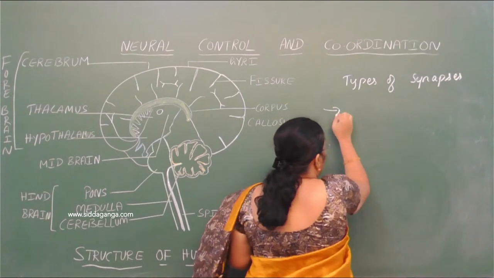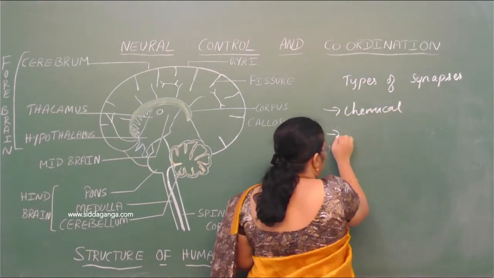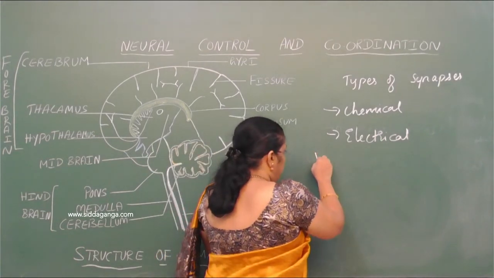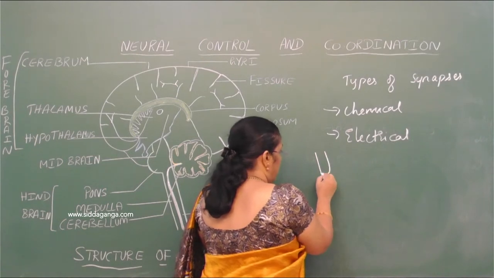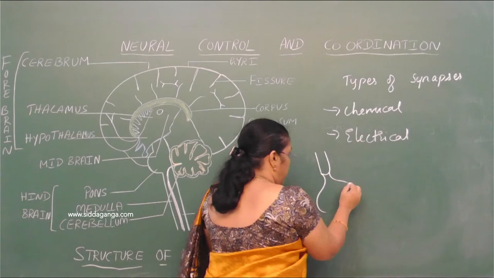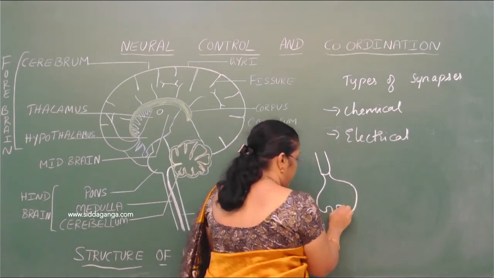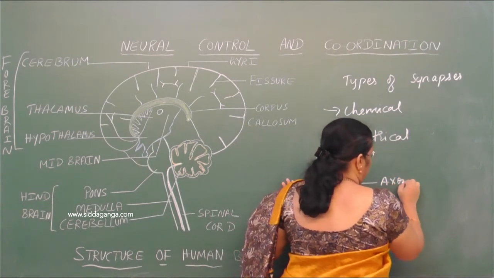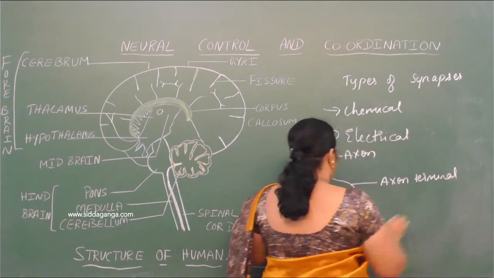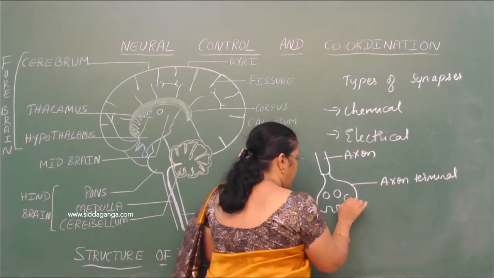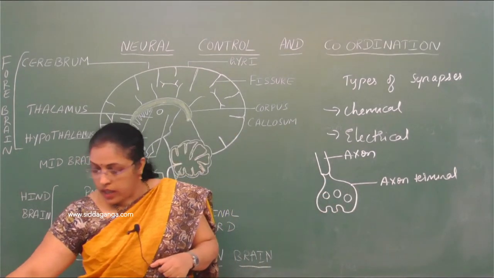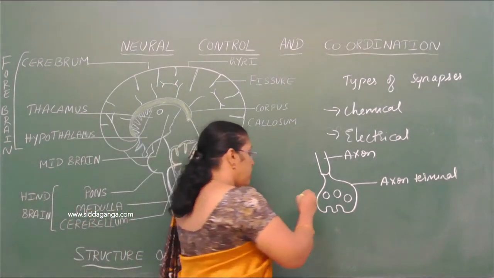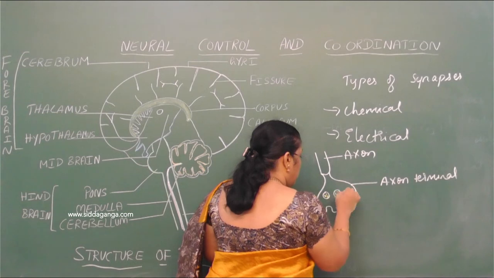So, types of synapses. There are two types of synapses. One is chemical synapses, another one is electrical synapses. What is synapses? The nerve, this is an axon. Axon ends with axon terminal. So axon terminal contains synaptic vesicles. In those vesicles we see neurotransmitters.